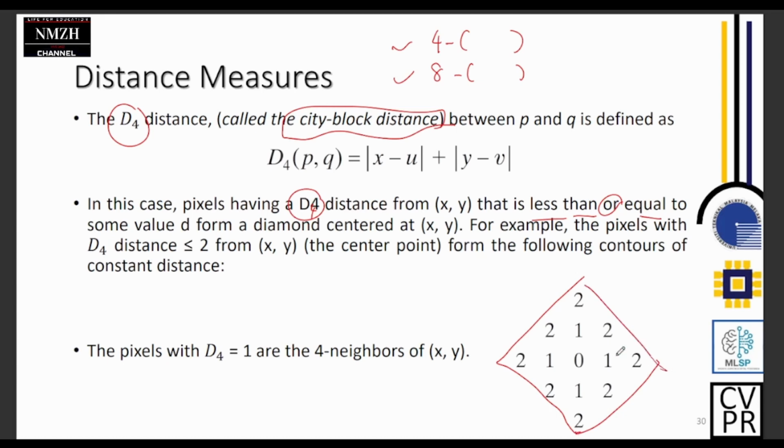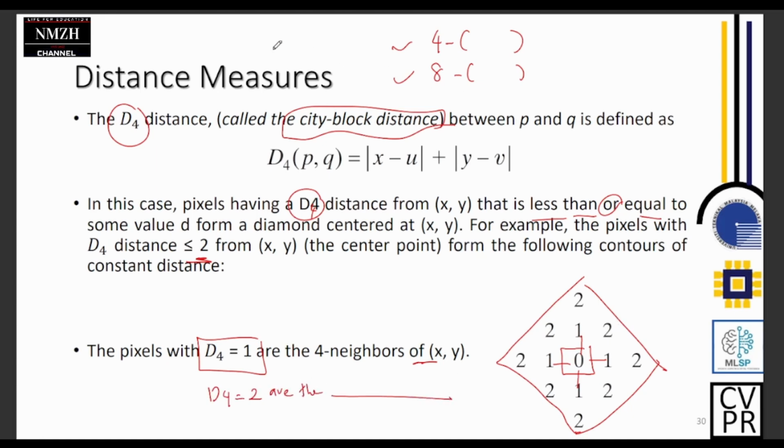For example, the pixels with D4 less than or equal to 2, for the center, following the contour of constant distance. Pixels where D4 is 1 are the 4 neighbors of X and Y, this and this. So D4 equal to 1 are the 4 neighbors. Then if D4 is 2, what would it be?